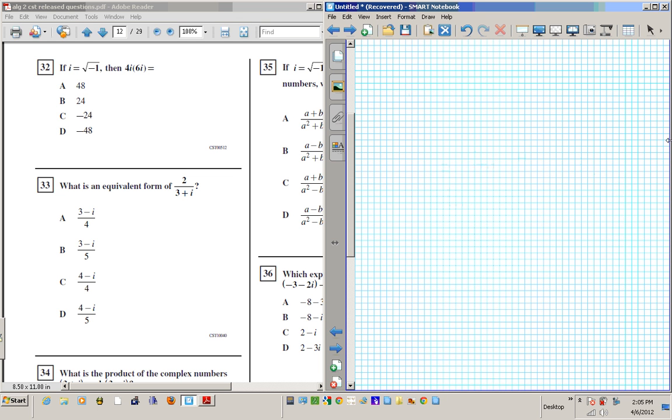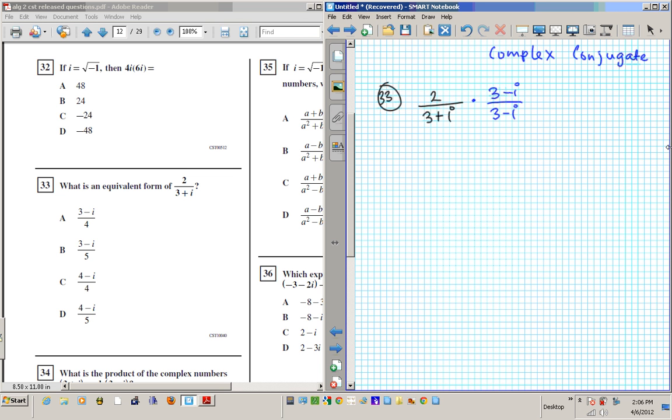Alright, so 33 says, which is the equivalent form of 2 over 3i? So you may not have an imaginary number as a denominator, just like you can't have square roots in a denominator. So what we need to do is rationalize, you multiply by the conjugate, okay? The complex conjugate is what you get when you take the opposite of the imaginary component. So we're going to multiply by, what's the opposite of positive i? Minus i. 3 times negative i over 3 times negative i, okay?